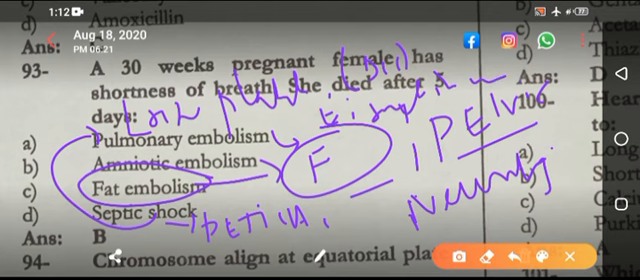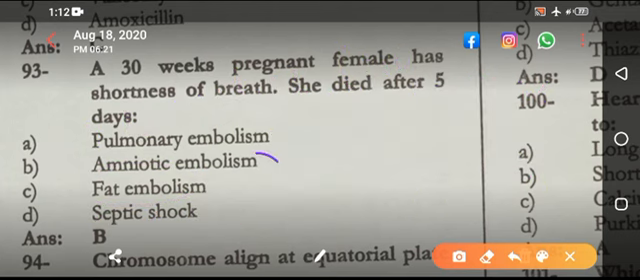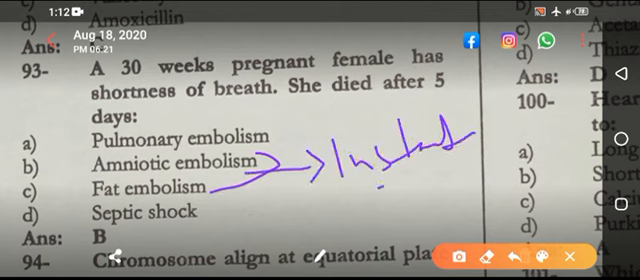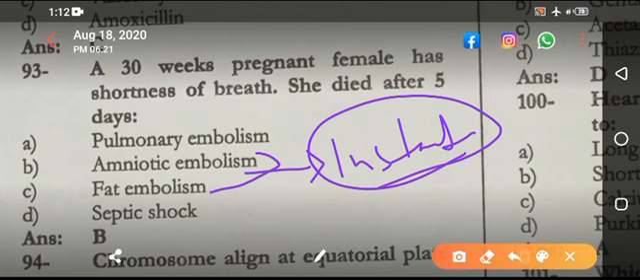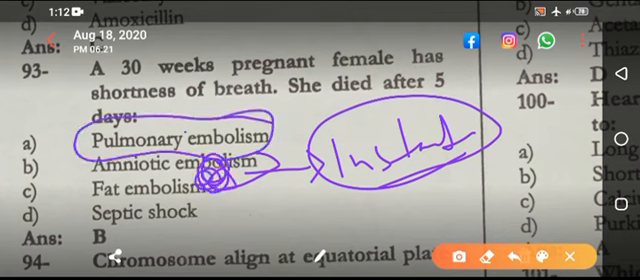Well, another thing is that these two kill the person very quickly, within 24 to 48 hours. Although the cases may extend beyond 2 or 3 days, but from the examination point of view, they would kill the person quickly. Pulmonary embolism, it can take time.